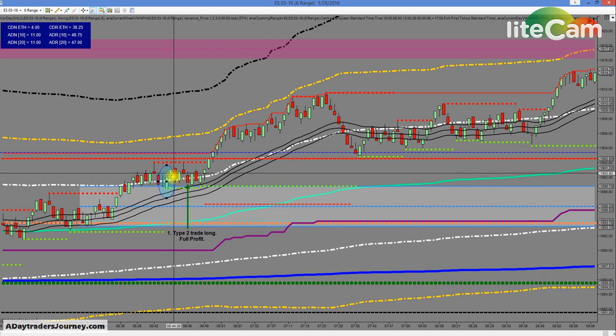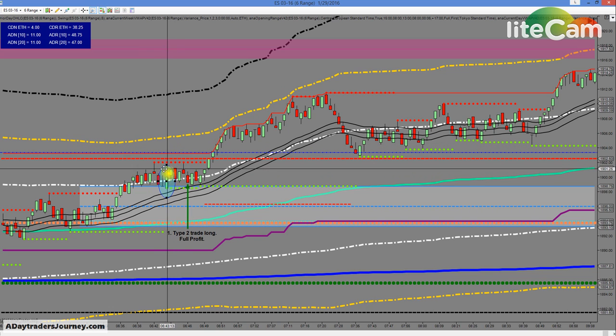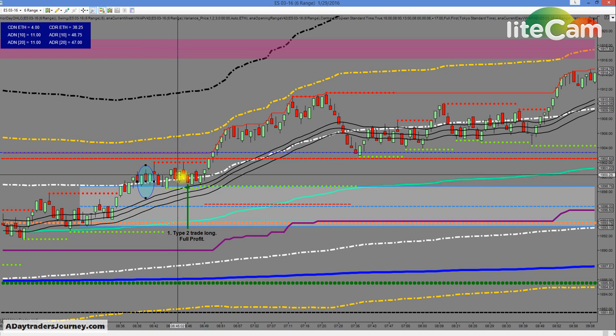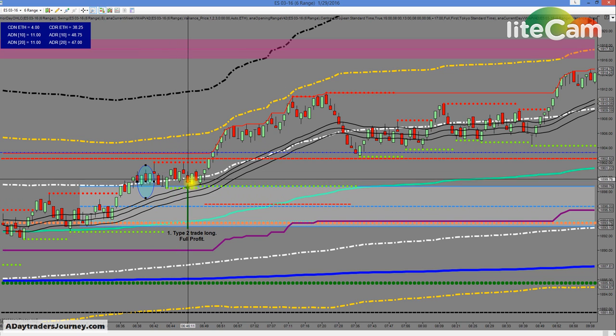So once this happened, I looked for an entry, and I like to have my stops no more than 2 points. I looked at the bottom of this bar, which had a low of 1898.50. I put a stop 2 ticks below that at 1898, and wanted to get in roughly around 1900. And price came down and hit 1900 right about here. So basically, when price pulled back, I entered.